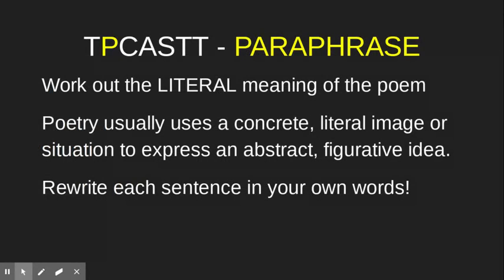Step 2, P stands for paraphrase. This is the step where you work out the literal meaning of the poem. Poetry usually uses a concrete literal image or situation to express an abstract figurative idea. So rewrite each sentence in your own words.